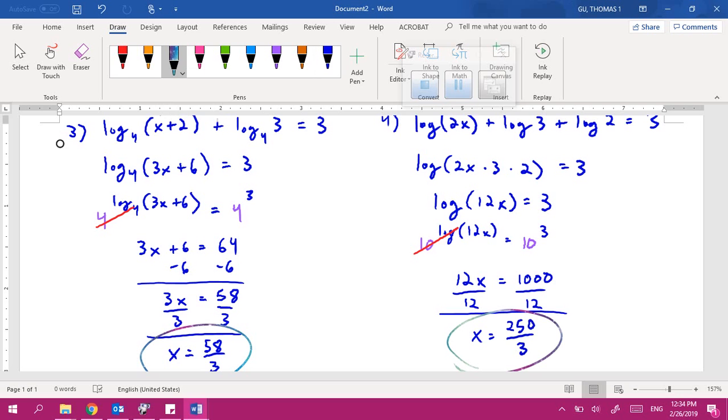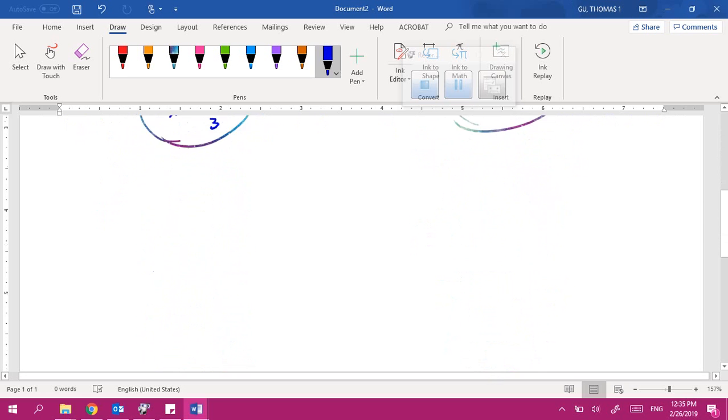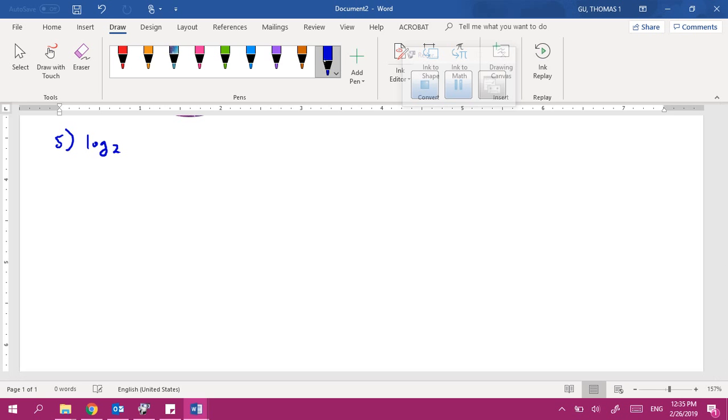Boom. 250 divided by 3. All right, we're on the second to last one. Actually, we're going to call this the last one. Just kidding. We're on the last one. This is the one. This is the one that separates the men from the boys.